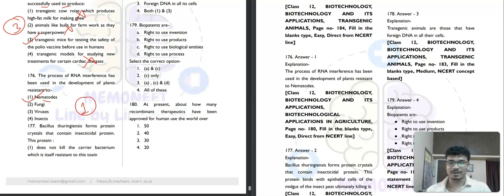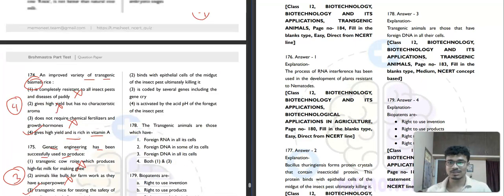Then question number 177. Bacillus thuringiensis forms protein crystal that contain insecticidal protein. This protein does not kill the carrier bacterium which is itself resistant to toxin. Not correct. Okay. Then binds with epithelial cell of the midgut of the insect pest, ultimately killing it. Correct. Then is coded by several genes including the gene cry. Not correct. Is activated with alkaline pH. Then second option is our correct answer.